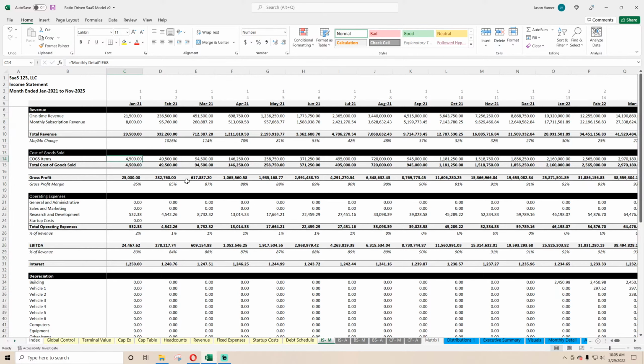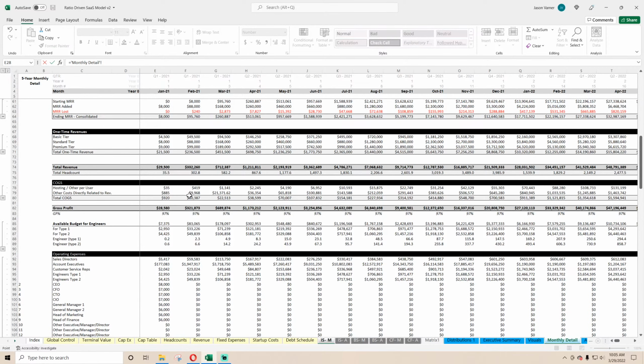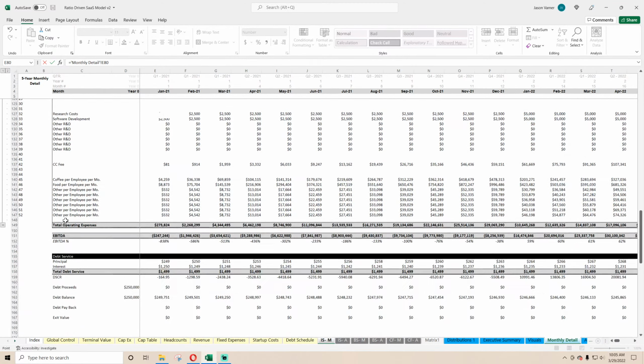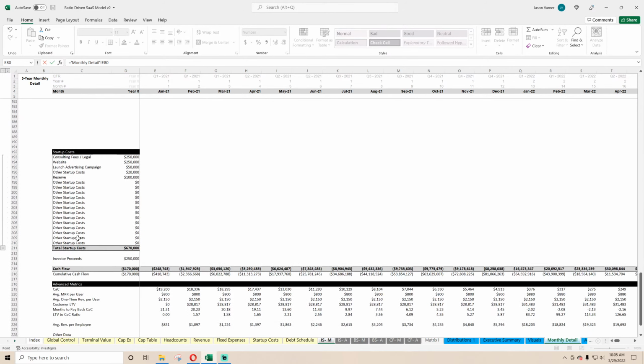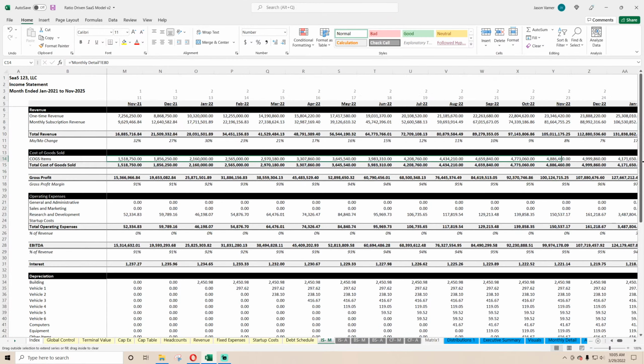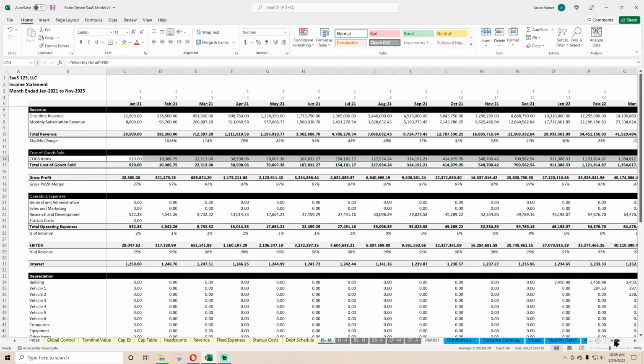Then we have cost of goods sold. Let's look at that. So we've got like hosting, other costs we've got in here. I don't believe there's any other cost of goods sold. Nope. So that's there. We got gross margins.